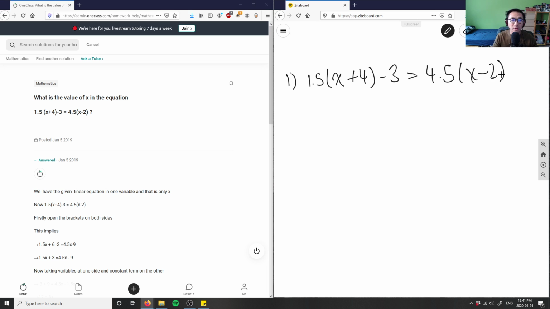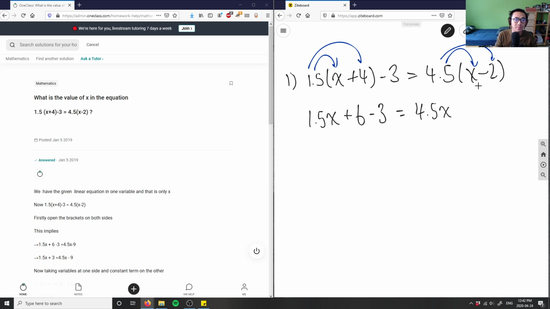So the first thing I have to do is the distributive property. I'm going to open up these brackets by multiplying the first term here and the first term here. So I have 1.5 times x, which would give me 1.5x. 1.5 times positive 4 would give me 6. And then I have minus 3. 4.5 times x is simply 4.5x. 4.5 times negative 2 would give me negative 9 here.